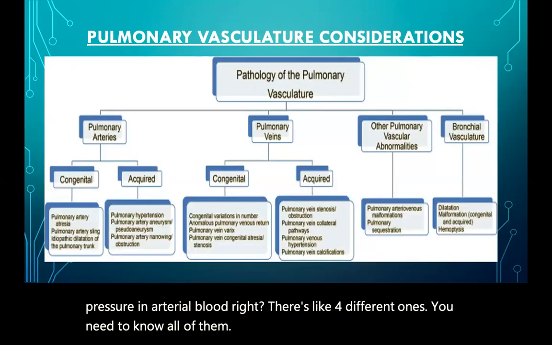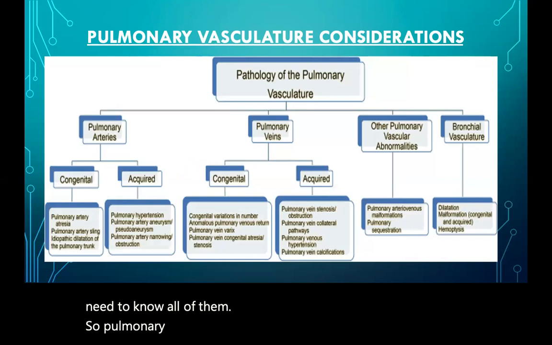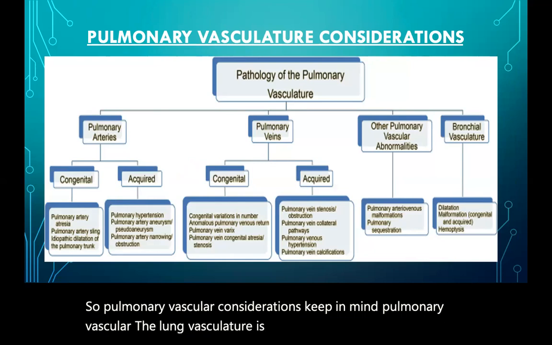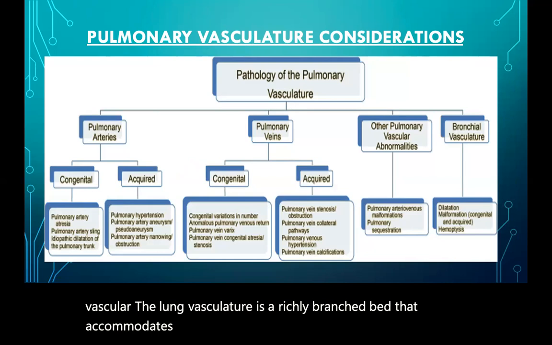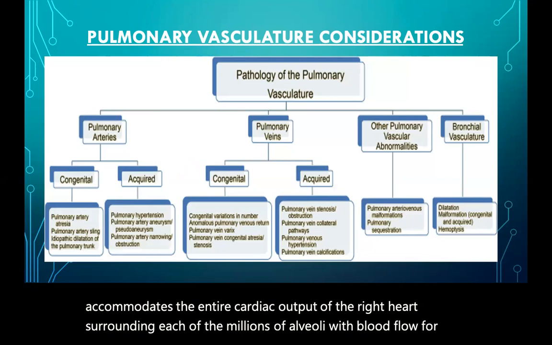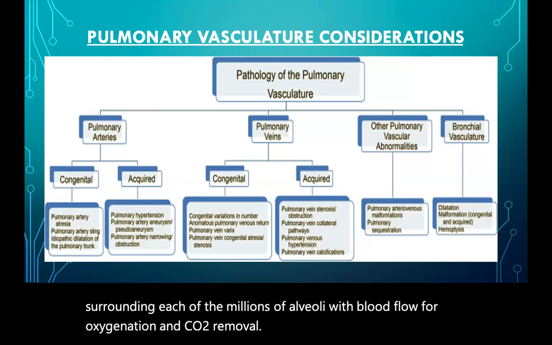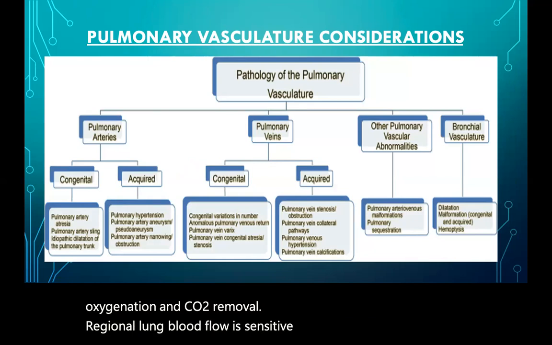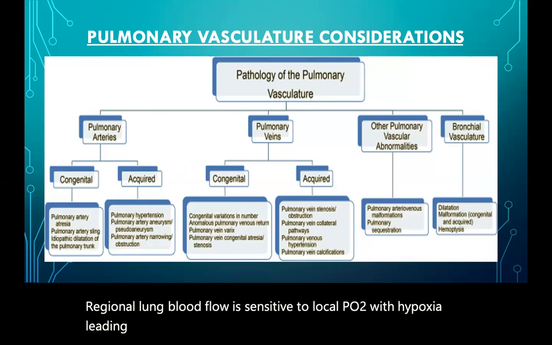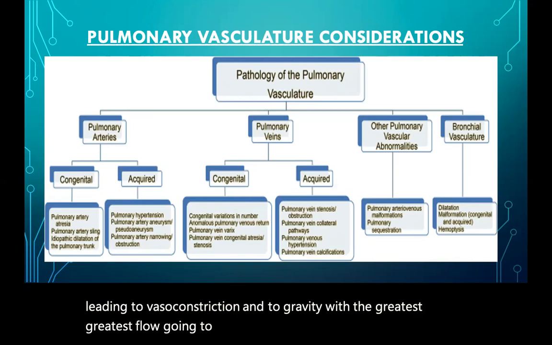Okay, so pulmonary vascular considerations. Keep in mind, the lung vasculature is a richly branched bed that accommodates the entire cardiac output of the right heart, surrounding each of the millions of alveoli with blood flow for oxygenation and CO2 removal. Regional lung blood flow is sensitive to local PO2, with hypoxia leading to vasoconstriction, and to gravity, with the greatest flow going to the dependent lung regions.